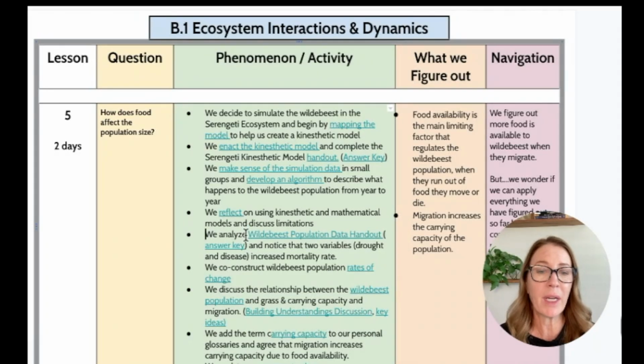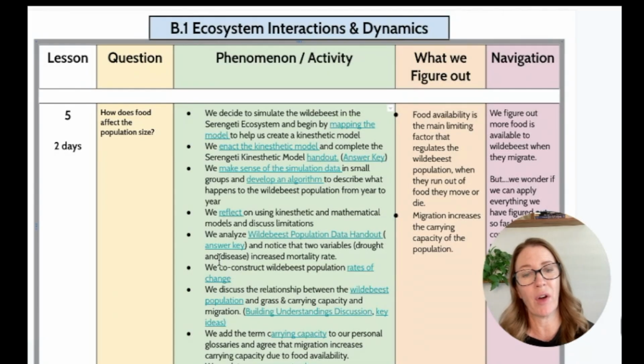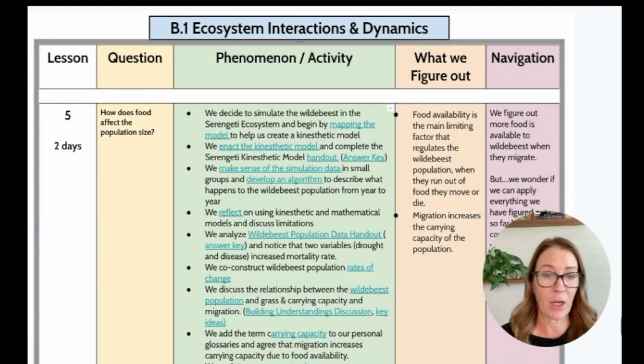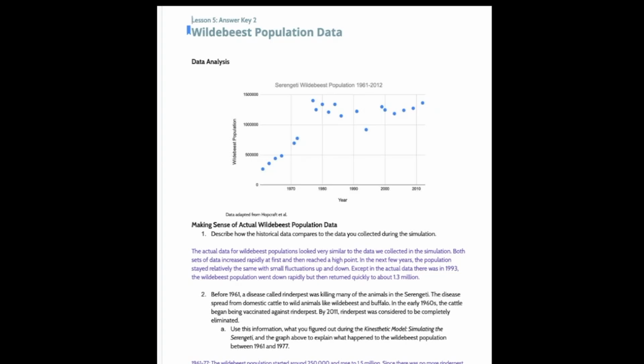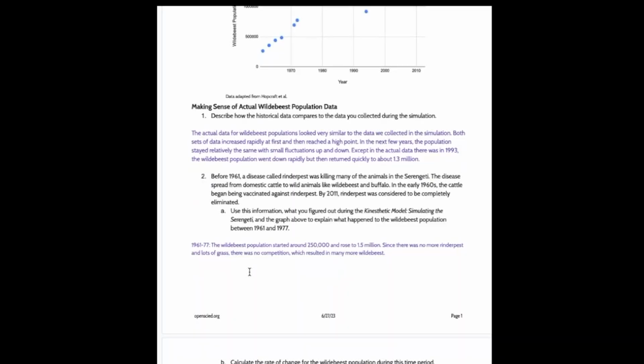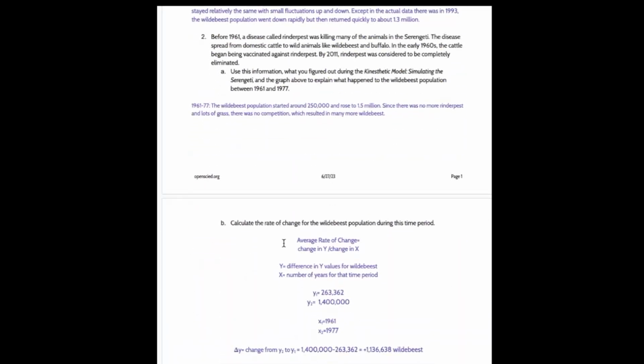And so we then read an article or look at some data, and it's called Wildebeest Data Handout. I'm going to open the answer key, but what we're going to notice is that there's two variables on here that we have not really looked at yet that could kill off the wildebeest, and that would be drought and disease. So let me go ahead and open the answer key. Now, there's a lot of questions that students are going to answer with this, talking about the historical data, but most importantly, it's this average rate of change.